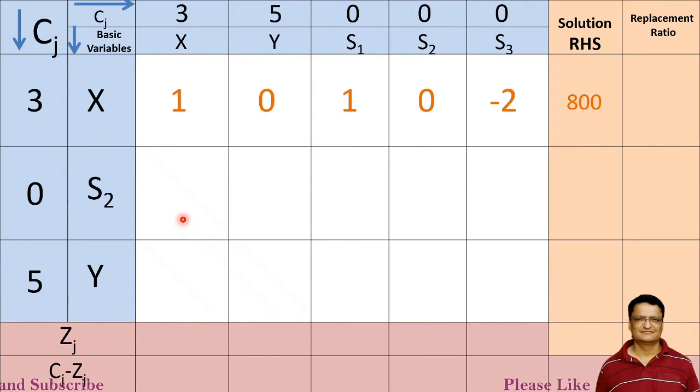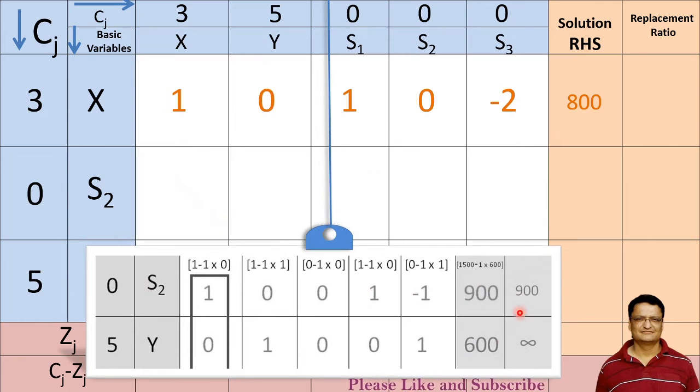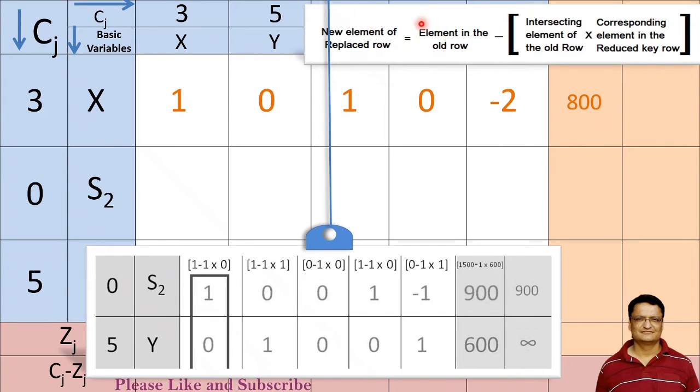For this we need a reference from the previous table. So from the previous table, I am pulling these two rows, S2 and Y. And I have this formula, again the same formula that we used for the last iteration. Now for the new element in this particular row, we are looking to calculate this particular element.